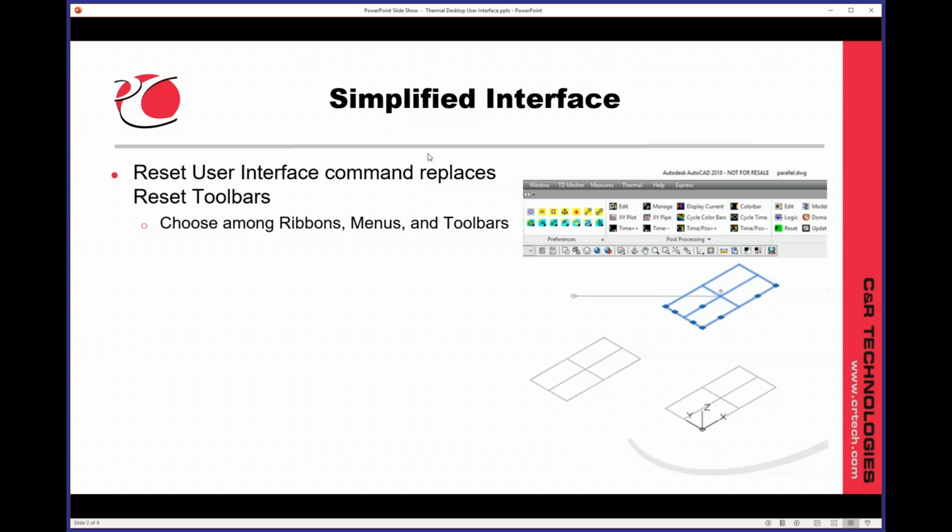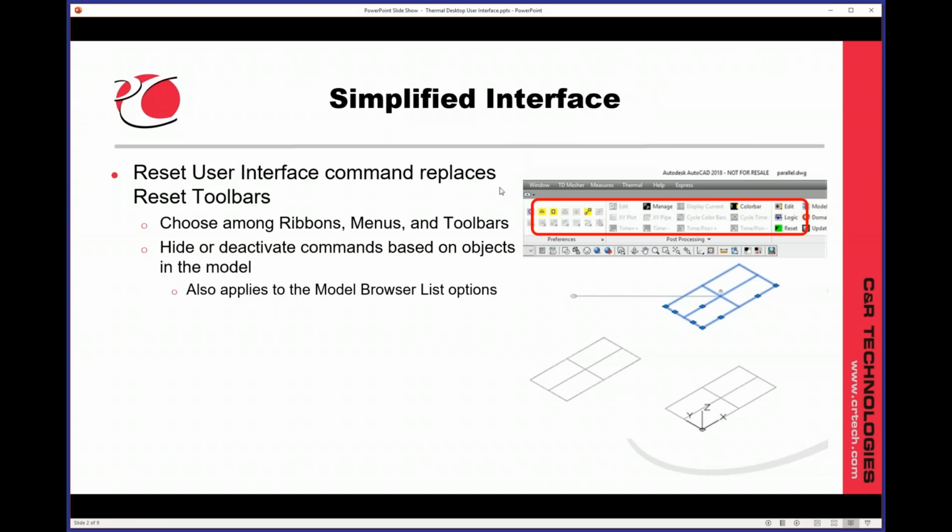So probably the biggest change here is we're working towards a simplified interface. There's a reset user interface command that replaces the reset toolbars. It will allow you to choose among ribbons, menus, and toolbars, and that setting is good for you every time you open up Thermal Desktop. You can even choose subsets. In the ribbons, there's the thermal and thermal 2, but there's also a fluid ribbon if you do mostly fluids work. So you can mix and match, and set it up how you want.